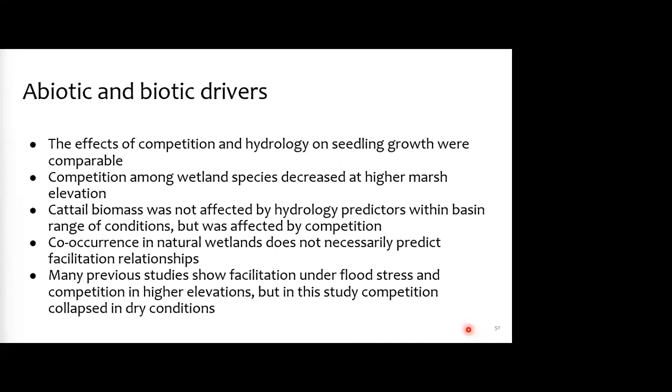And then many previous studies have shown facilitation under flooding stress. So in the most frequently flooded areas, there is more facilitation and then more competition in higher elevations. But my study found slightly different results, and it may be because my conditions compared to previous studies are a little bit drier overall, but that's a pretty interesting result that competition actually collapsed under drier conditions in my study.